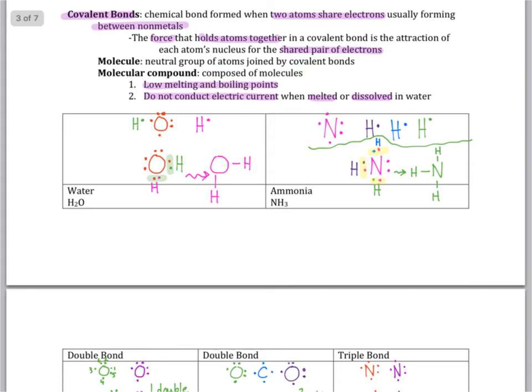So a covalently bonded molecular compound has some characteristics, including low melting and boiling points, which means that these bonds are not as strong as ionic bonding, because remember, they have a high melting point. So covalent bonds, the process of sharing electrons, create a slightly weaker bond than ionic bonding. They also do not conduct electrical current when they are melted or dissolved in water.